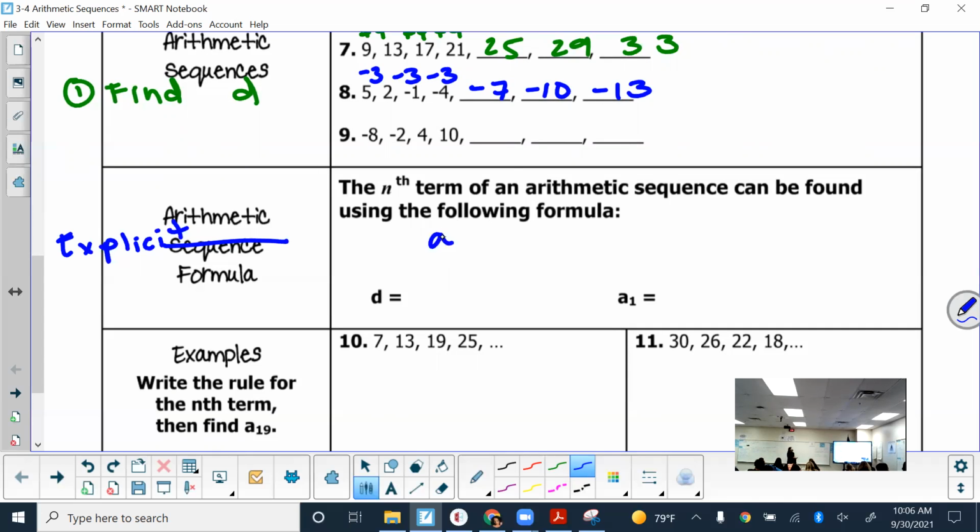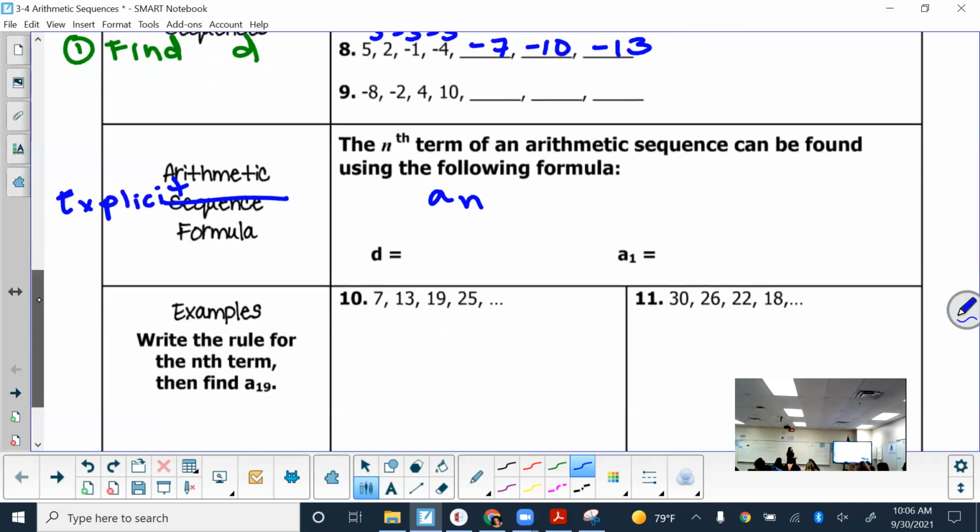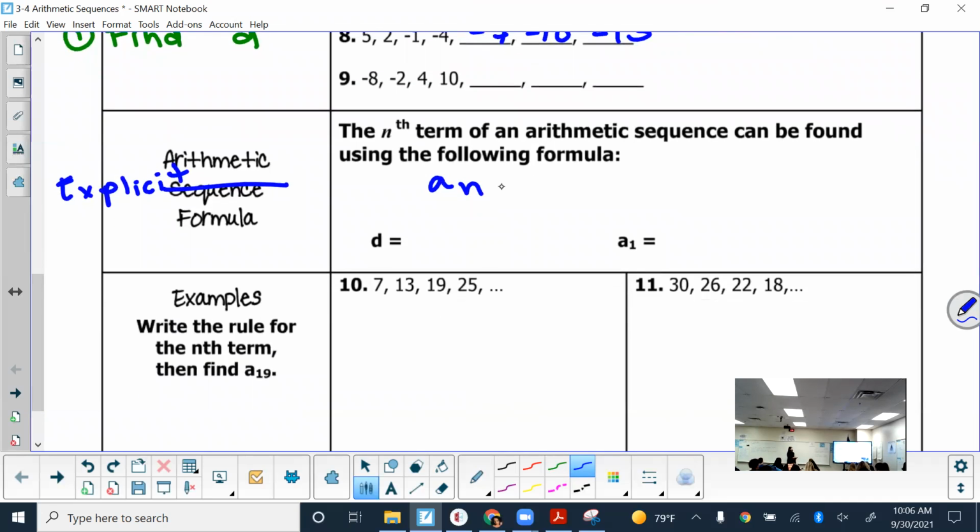It's a sub n, so it's the letter A and an n in the bottom corner, equals d, parentheses n minus 1 close parentheses, plus a sub 1. All right, so the 1 and the n are called subscripts. They're in the bottom corner. All right, so that's the formula. A sub n equals d parentheses n minus 1 plus a sub 1.